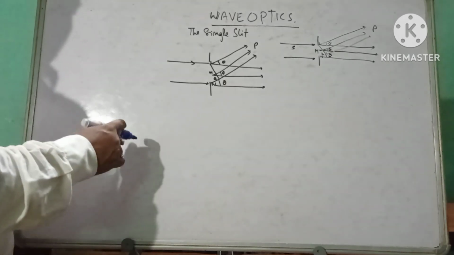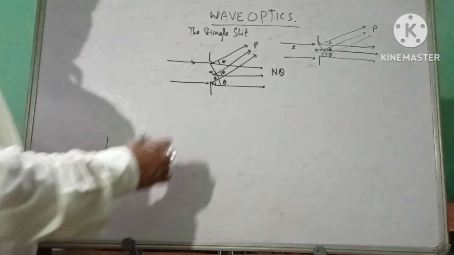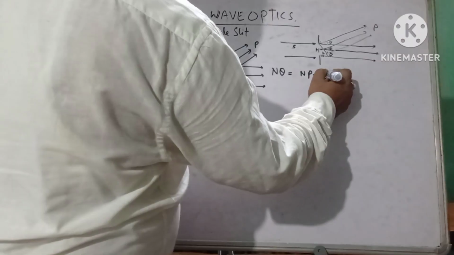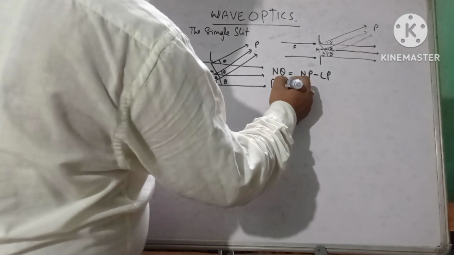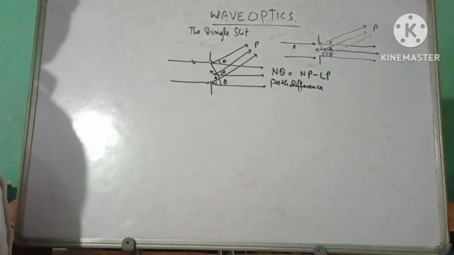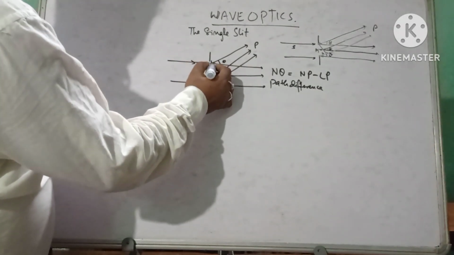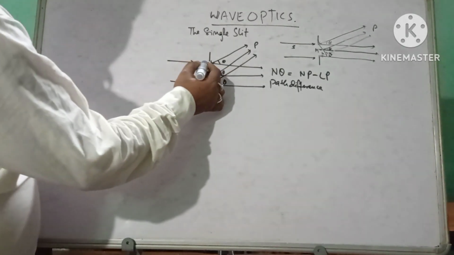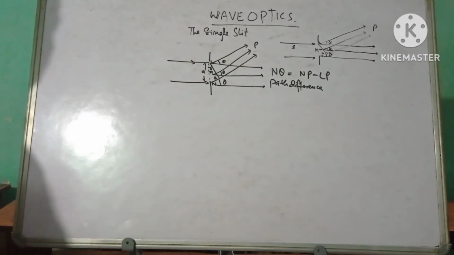Clearly you see that NQ is the path difference, that is NP minus LP. Now this angle will also be theta, you can calculate it. And let the slit width be A.